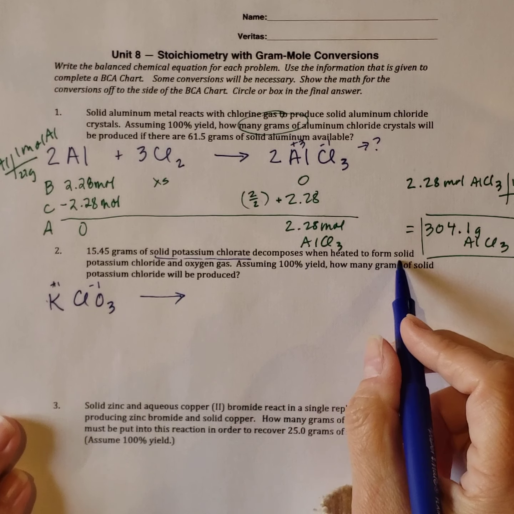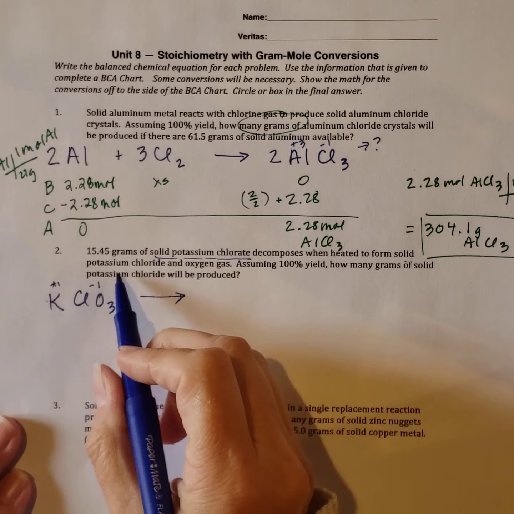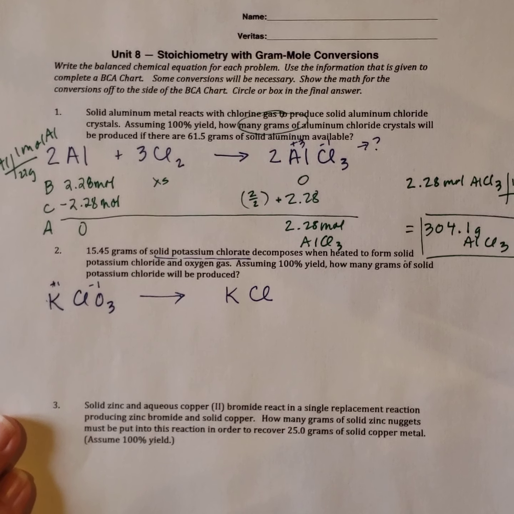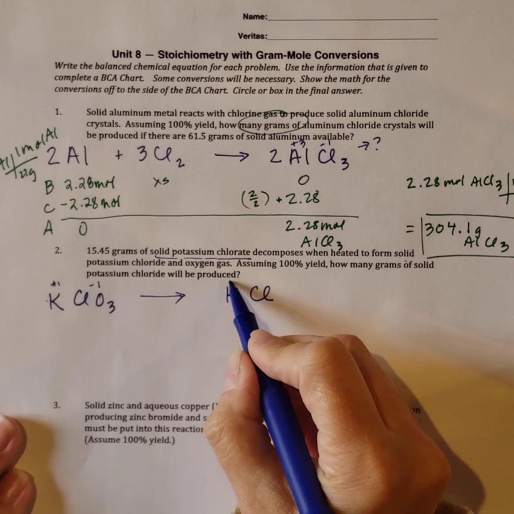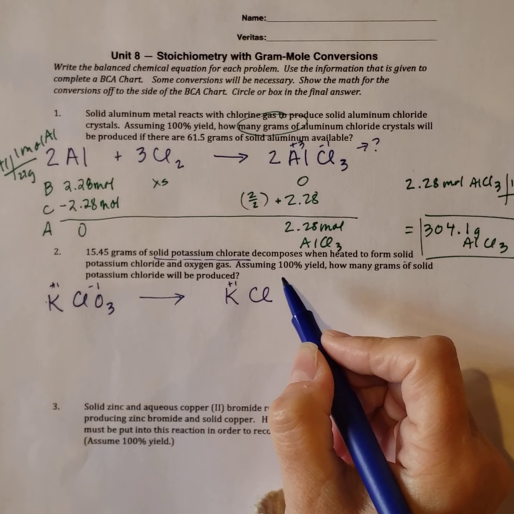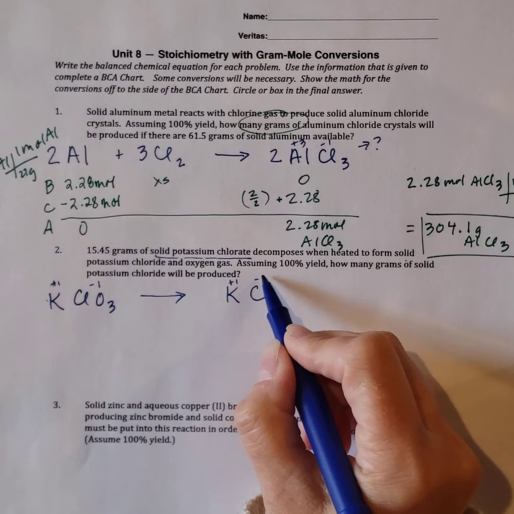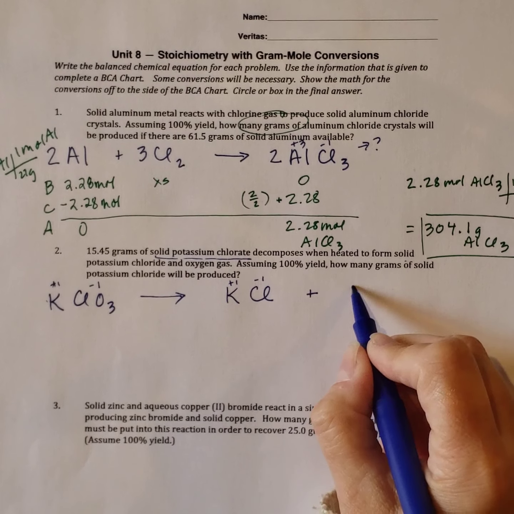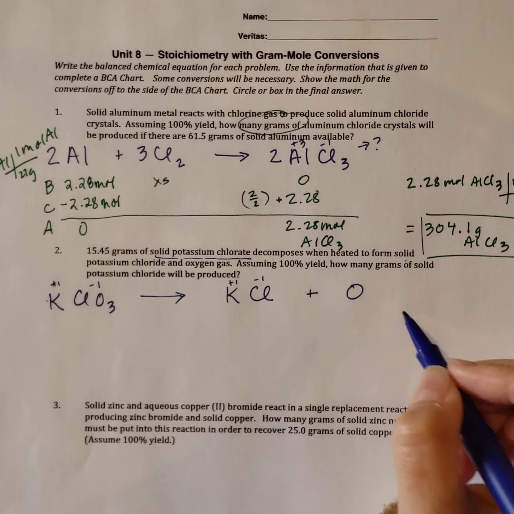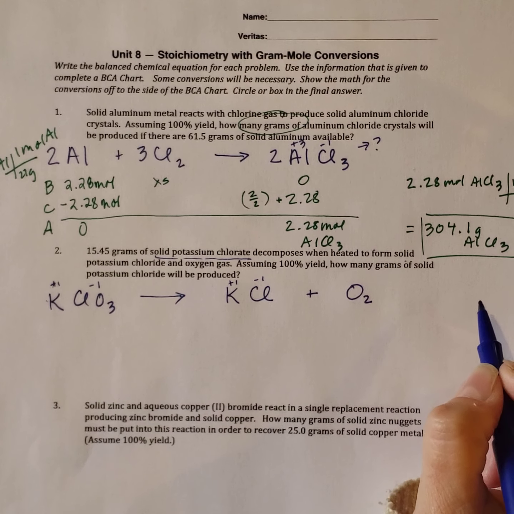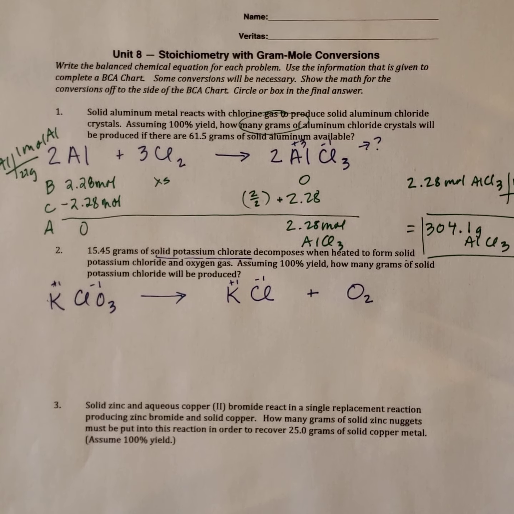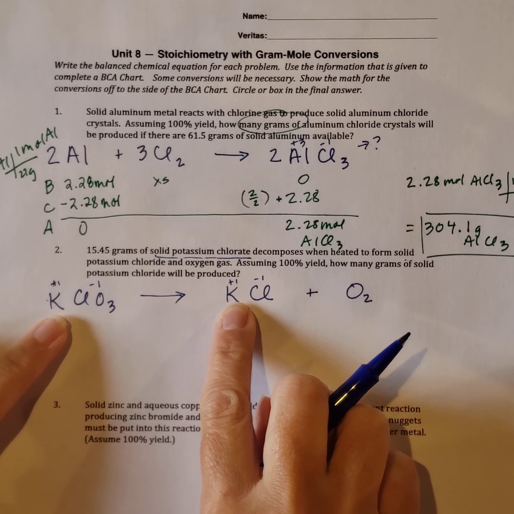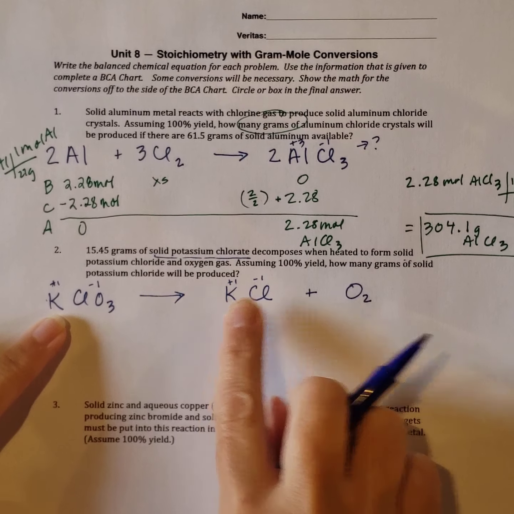So it decomposes to form solid potassium chloride. So potassium chloride is KCl. Potassium is a +1. Chlorine is a -1. And oxygen gas. Oxygen is O. Oxygen gas is diatomic. It's O2. This KCl is balanced, KClO3 is balanced, O2 is fine as it is.